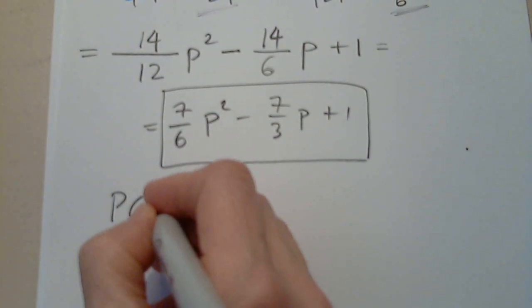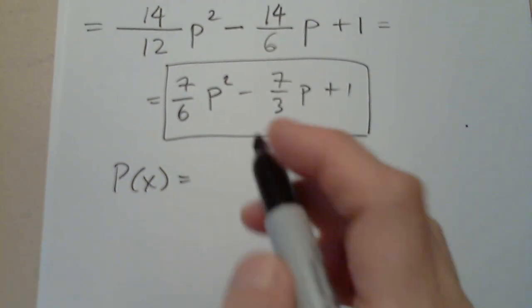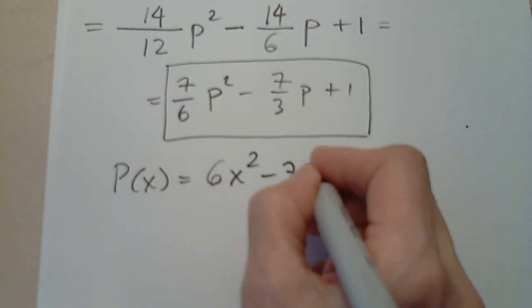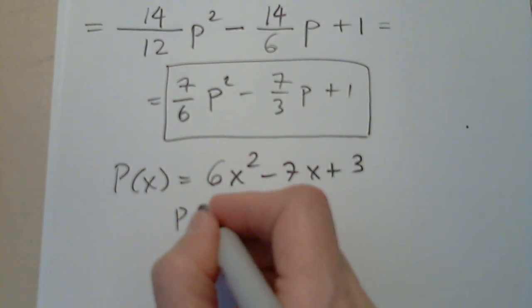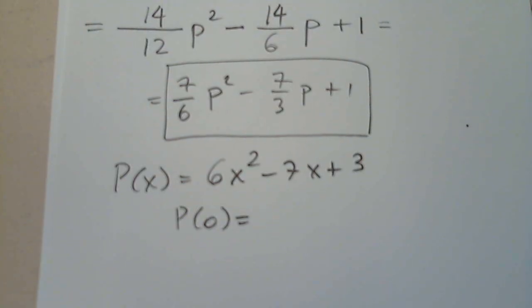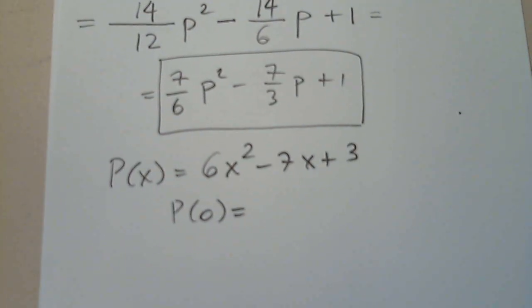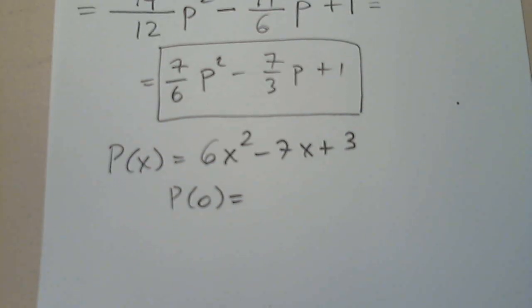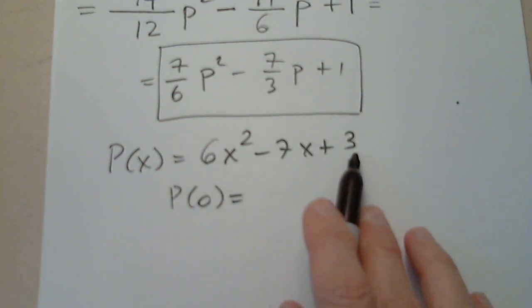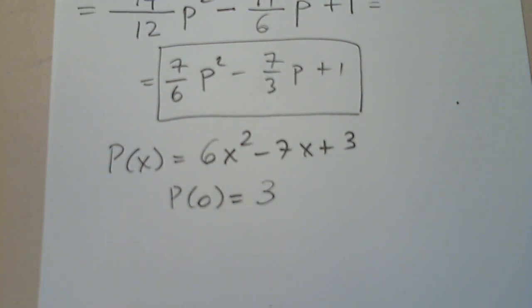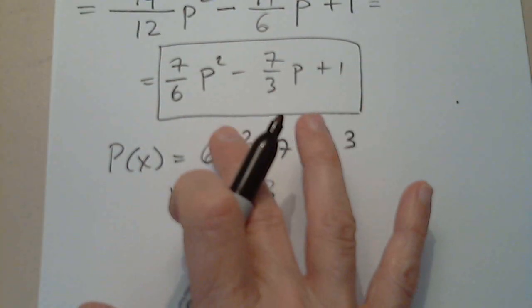So one more evaluating. P of x is 6x squared minus 7x plus 3. Can anyone give us P of 0 quickly, without any calculations, really? Just as is? 0, 0, 3. That's all I want you to see.